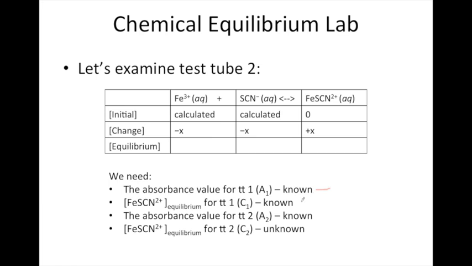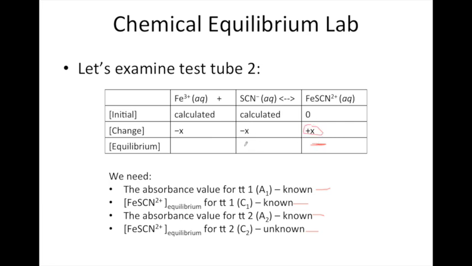So here you can see it again. A1, we know what that is experimentally. C1, we showed you how to calculate that. A2, we can measure that experimentally through the spectrophotometer. And C2, we calculate that as we just showed you using the formula in the previous slide. So we should be able to calculate the equilibrium concentration of iron thiocyanate. And that value will also be equal to X.